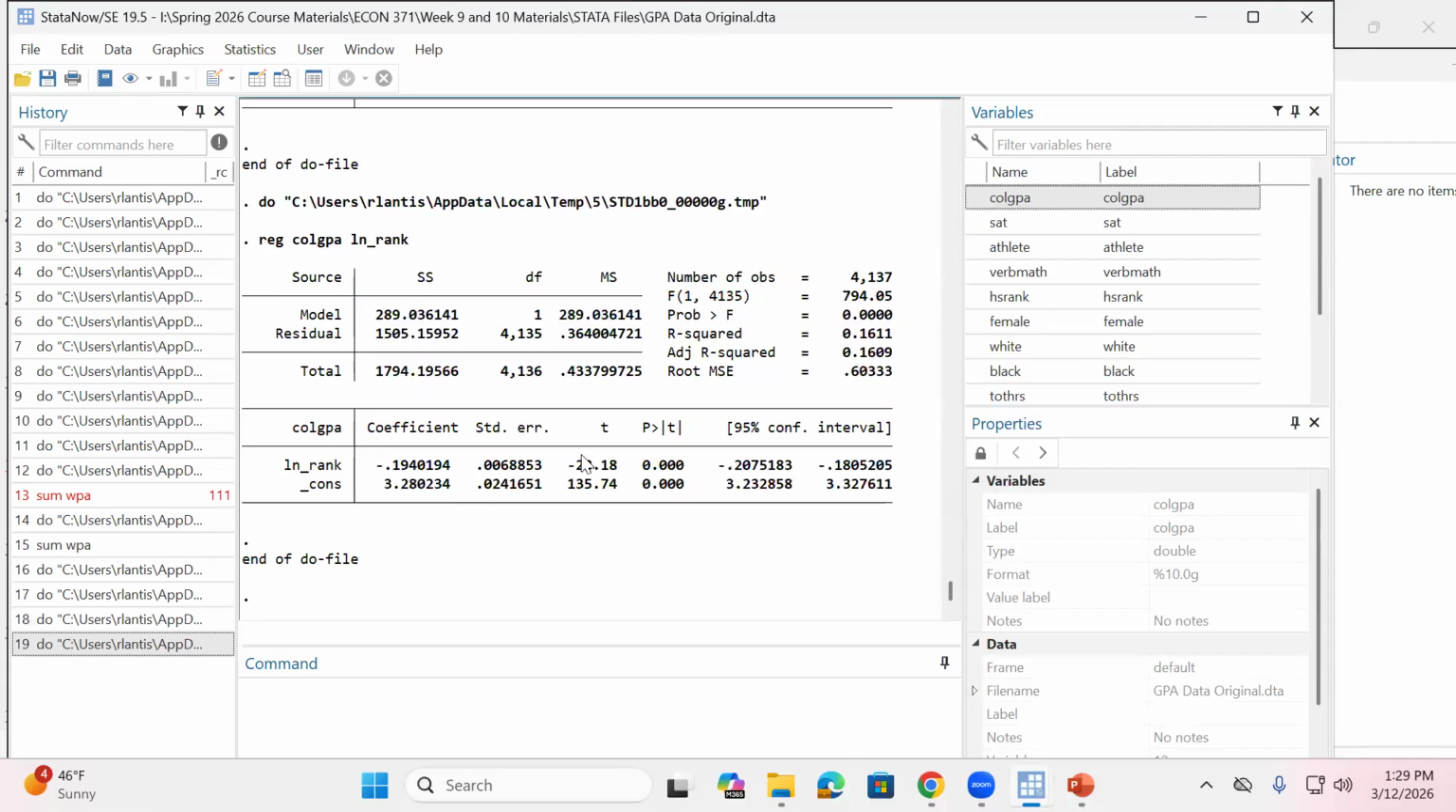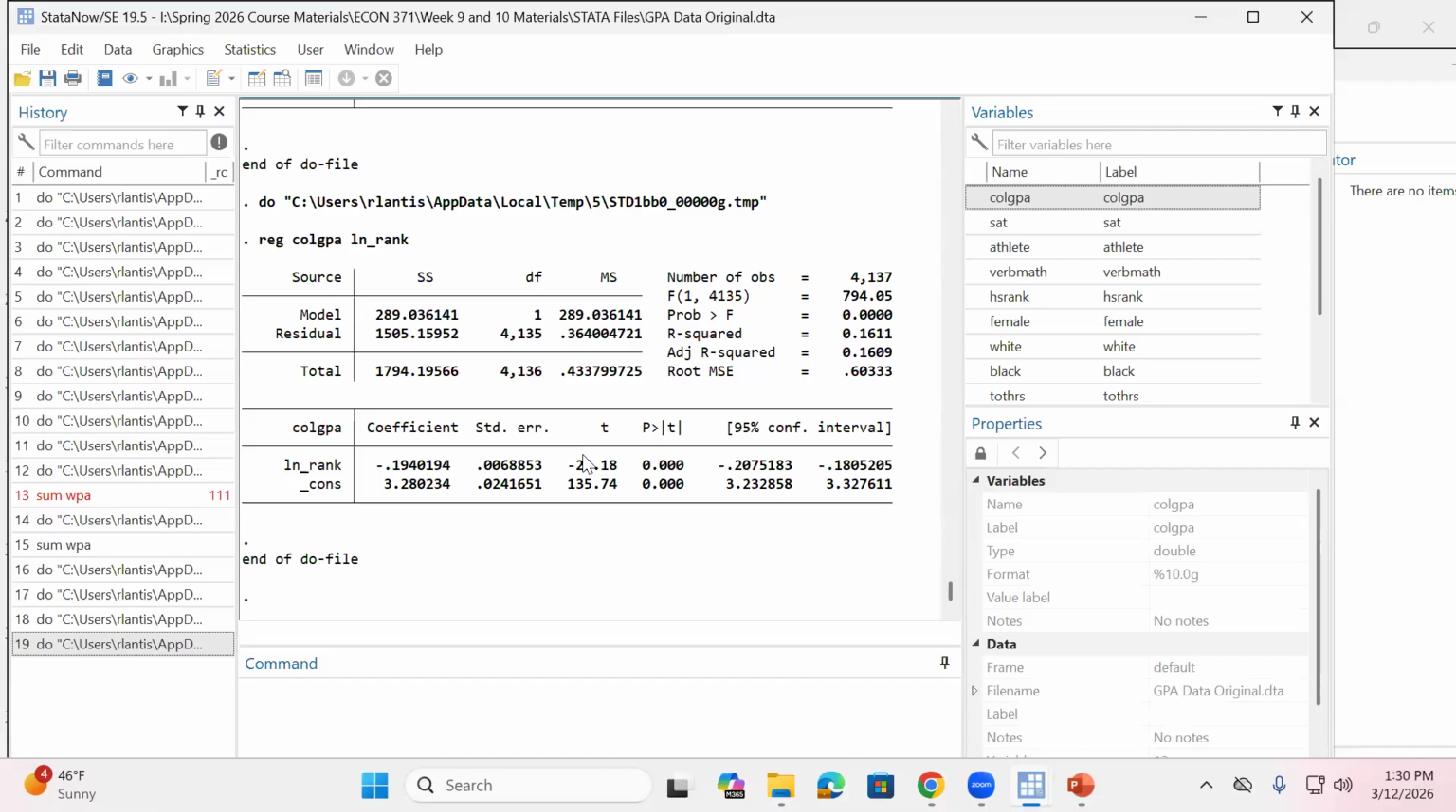First of all, how would I now interpret this variable? If my high school ranking goes up by 1%, my GPA would change by 0.19. That's a pretty large effect. But why? That's not the actual change in y. The actual change in y would be the coefficient divided by 100, right? So the actual predicted change in my GPA would be what?